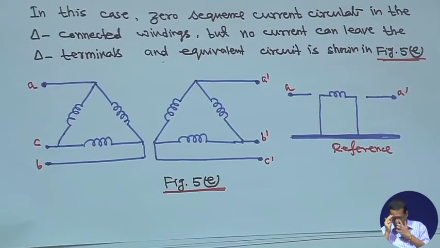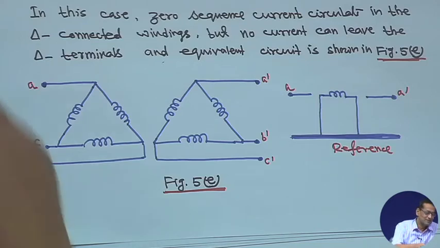So, there are five such connections for transformers. These are very important for solving problems when a fault occurs, and this kind of zero sequence network is very important, and it makes things very simple.